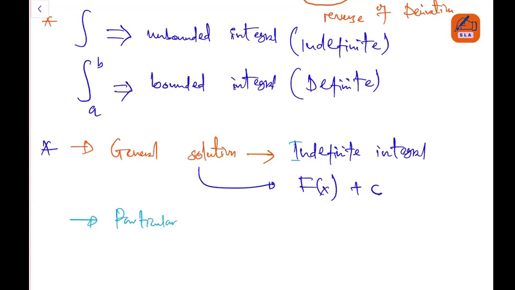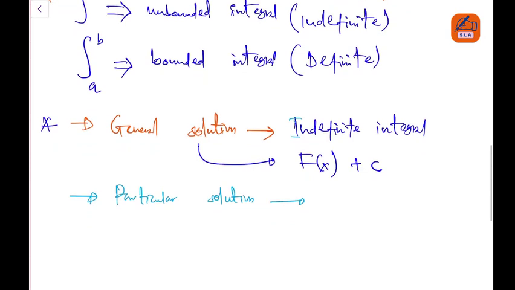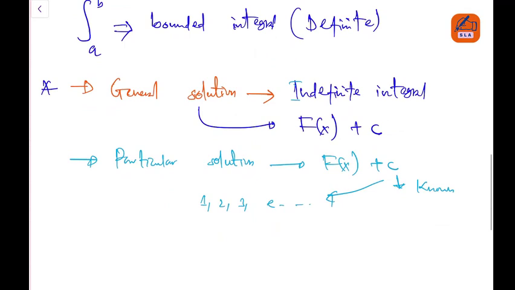Kwa hiyo then tunakuja tena aina nyingine ya solution tunaita particular solution. Particular solution sasa, now you can guess it kwamba saizi tumejua value ya C. Kwa hiyo inakuwa F(x) plus C, but now C is known. C inaweza ikawa any number, can take any value from 1, 2, 3, any number can be C. So now we get a particular solution. Tunapata integral at a certain point directly.